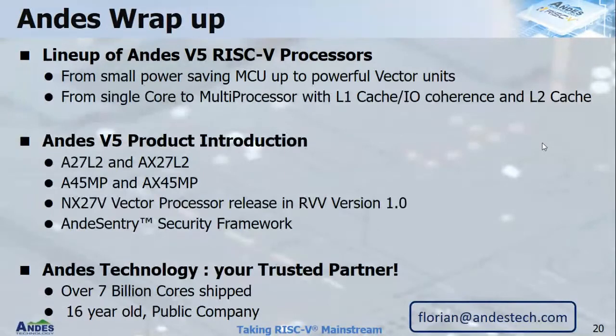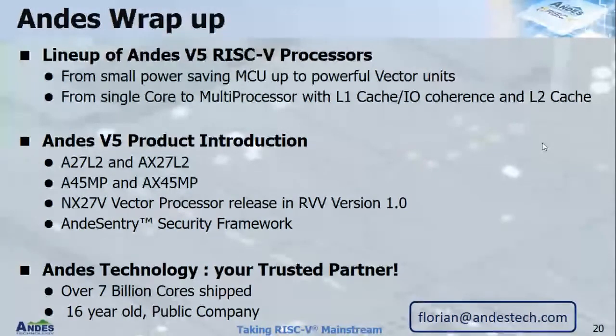Let me wrap up my presentation from today. I have shown you the lineup of our Andes RISC-V processors, which are from small power-saving MCU to powerful vector units, and from single core up to multiprocessor with L1 cache and I/O coherence. I have specially showed you quickly the A27, the A45, and the vector processor. And of course, we also have covered the question, why RISC-V and how?